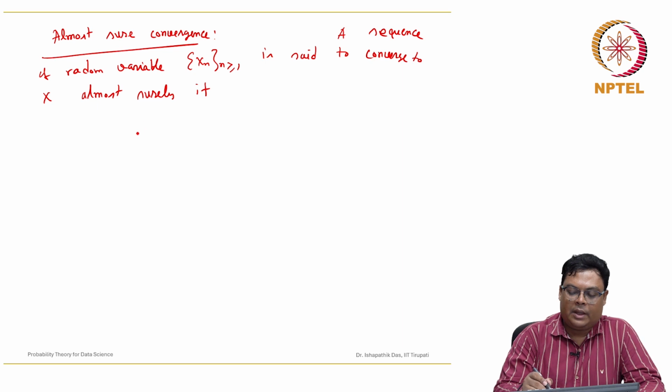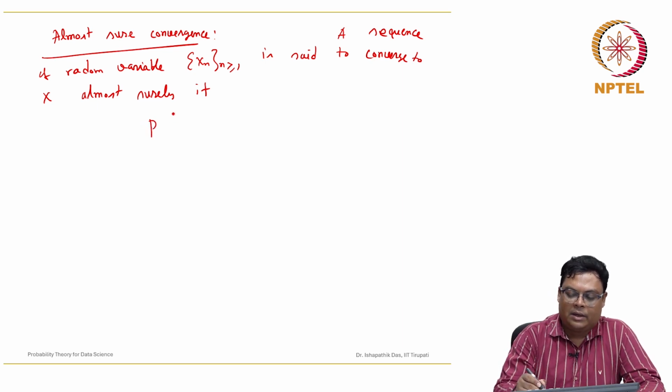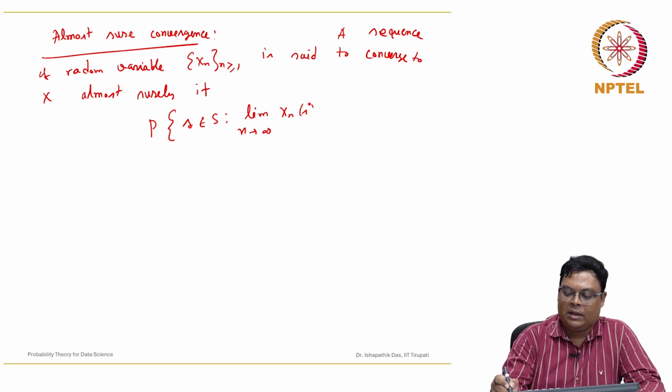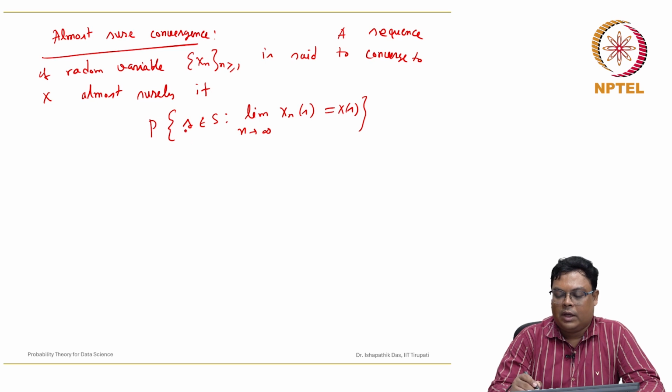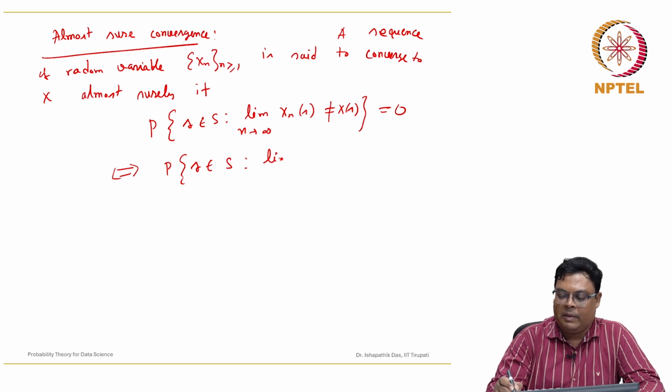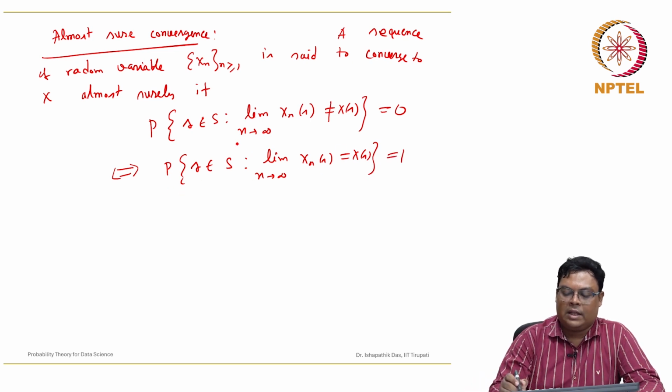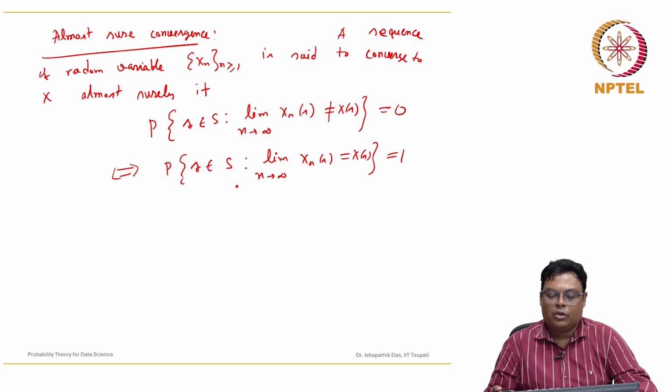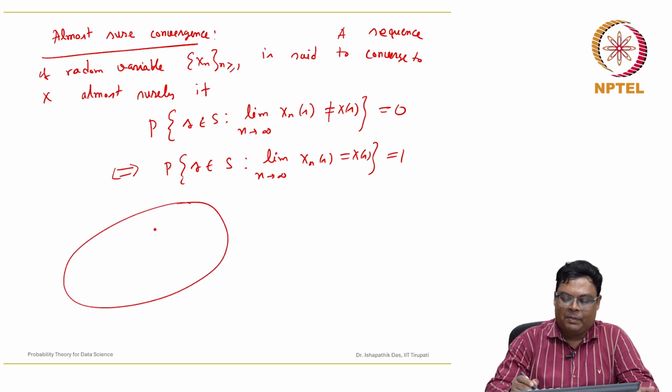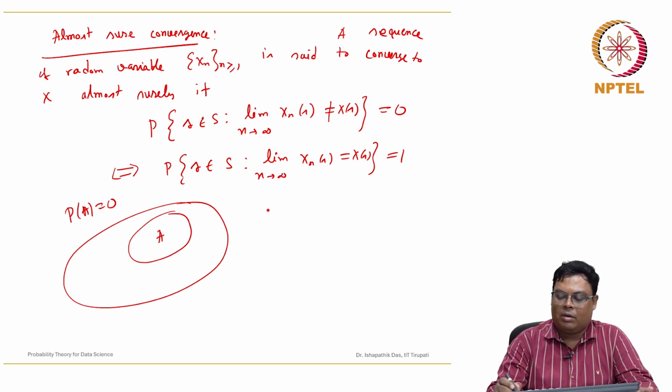if, basically, it is converging for all s belonging to the sample space S, the limit as n goes to infinity, this being a function, so pointwise it is converging for all s. Now it may not converge for some of the s, but if the probability of that set is equal to 0, or equivalently, the probability that, for s in S, the limit as n goes to infinity of xn(s) is equal to x(s) is 1, then we say that xn converges to x almost surely. Suppose this is a sample space and you have some set A with probability 0, and the sequence of random variables converges at all points except those in A. Then it is called almost sure convergence.